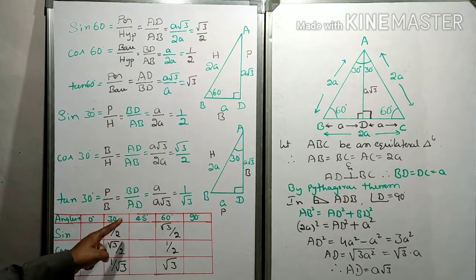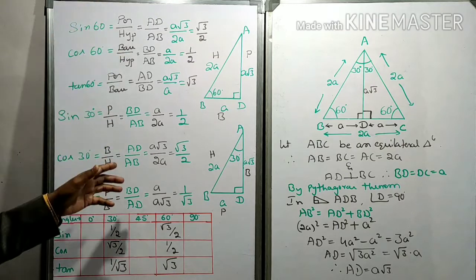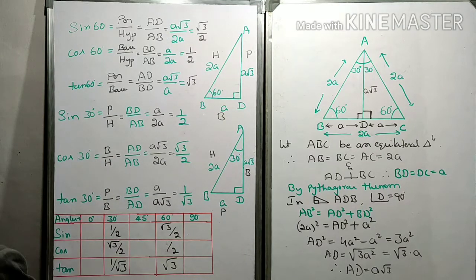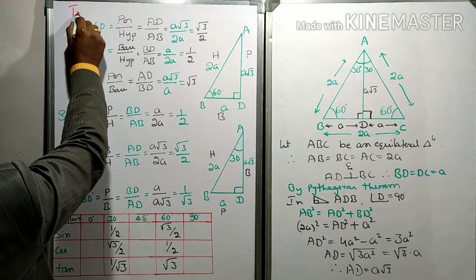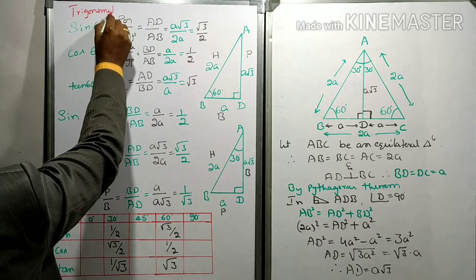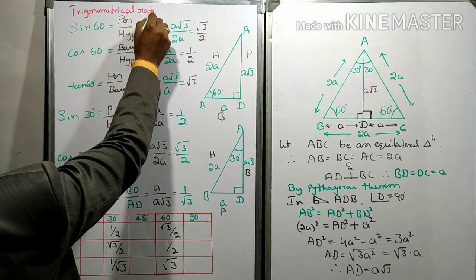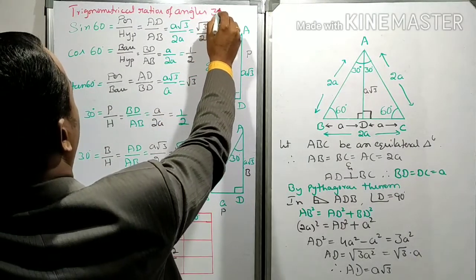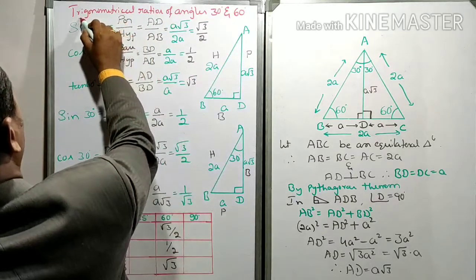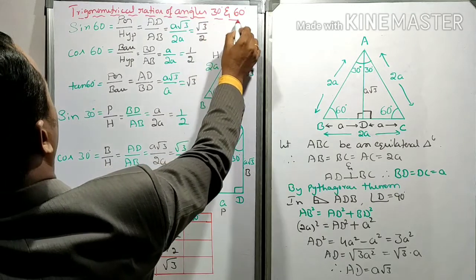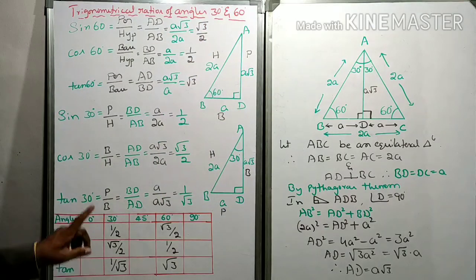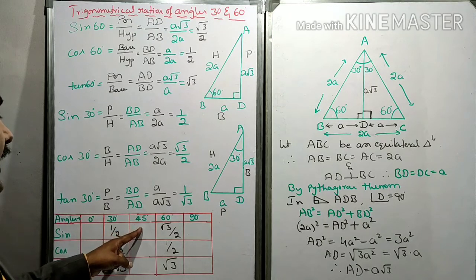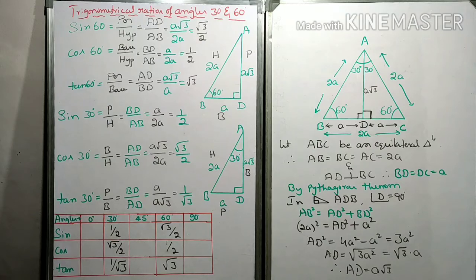Trigonometrical ratios of angles 30 degree and 60 degree. This is the main heading of these two. Trigonometrical ratios of angles 30 degree and 60 degree. I write that heading, dear children. Okay, this is the heading for this complete detail. We found the trigonometrical ratios of angles 30 degree and 60 degree, dear children. Understand? Now I am going to derive the trigonometrical ratios of the standard angle 45 degree. Okay, shall I continue, dear children?